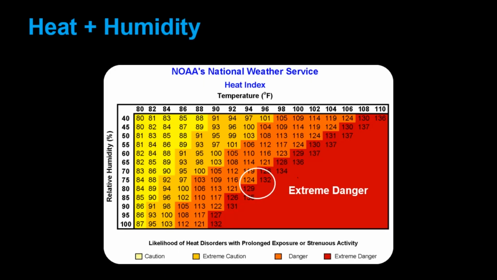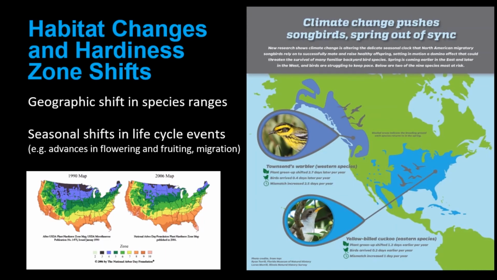Especially in South Florida, we need to think about humidity. When you combine heat and humidity, you can have more of these extreme danger days. We are changing from a subtropical to a tropical climate. This means that our habitat and hardiness zones are shifting upward. That means there's a geographic shift in species ranges and a shift in their life cycle events. For example, some of our plants may bloom and fruit earlier than normal, which means that they won't be a food source for the migrating birds that come through every year. This can make the whole ecosystem out of sync and cause tremendous impacts to these plants and animals.